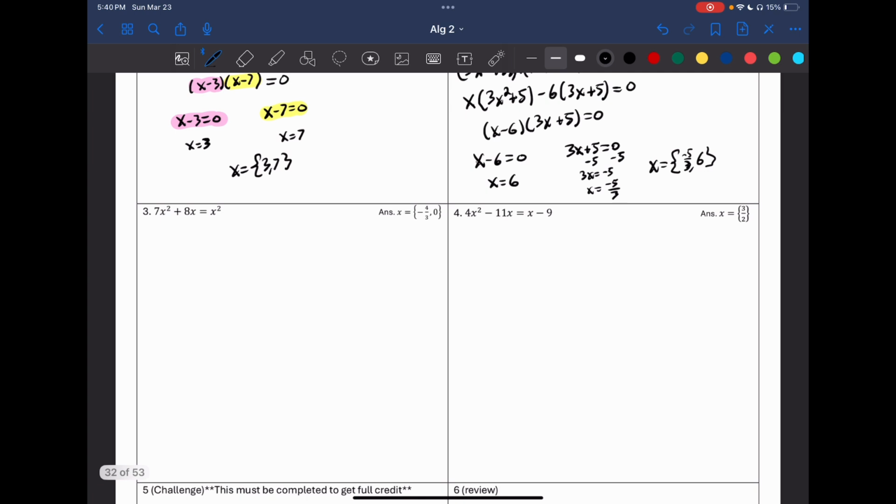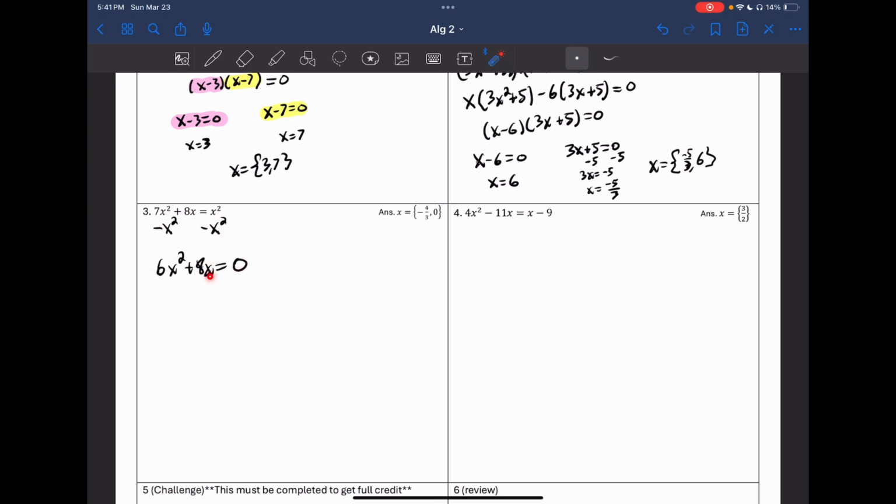All right, this one we have to do a little bit more work because we have an x squared here. So before we can factor anything, we want to make sure that's equal to 0, which means we want to move this x squared over to this side. We're going to get 6x squared plus 8x is equal to 0, right? x squared minus x squared on the right side gives us 0.